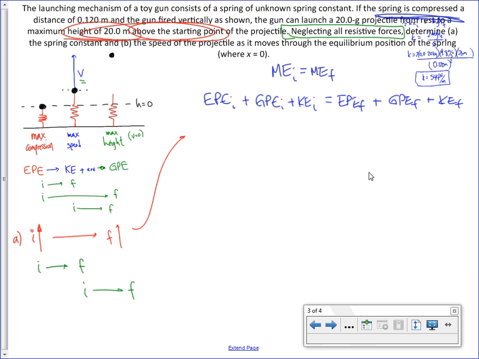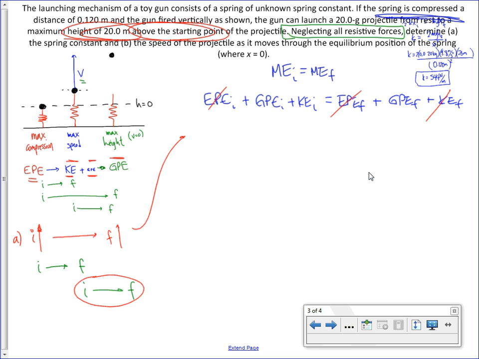All right, so in part B, here's the deal. Do you want to go from some EPE to some of each of these, or do you want to go from some of each of these to all that? The choice is yours, my friends. I'm going to do the second way, and you'll see why in a minute. So I'm going to go initial to final. And then I get rid of EPE in both cases because the spring has nothing to do with it. The spring's already literally done its work.